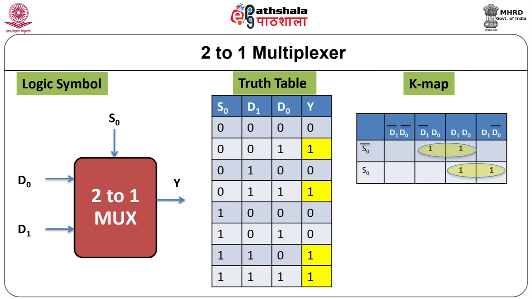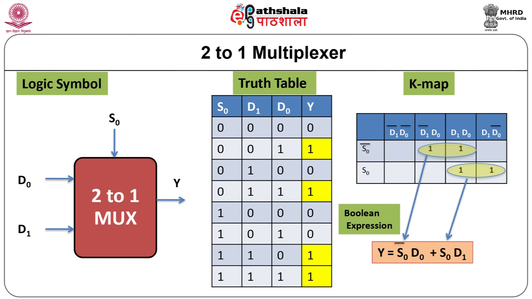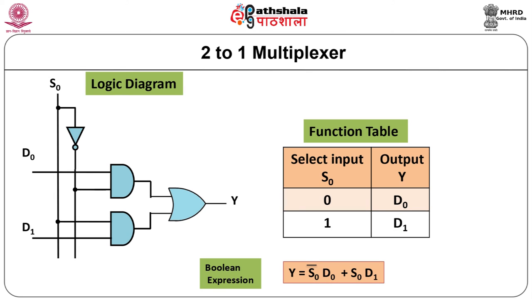Using the K-map, let us now identify neighboring cells and form the groups or pairs. In this example, it is observed that there are two groups possible. From the first pair, we can eliminate D1 as it is changing in the pair. Thus, this pair contributes S0 bar D0 in the output. Similarly, in the second group, D0 gets eliminated as it is changing in the pair. Therefore, we get S0 and D1 as the second term in the Boolean expression. The final Boolean expression is the sum of two product terms as shown here. This indicates that either D0 or D1 will appear at the output decided by the value of S0.